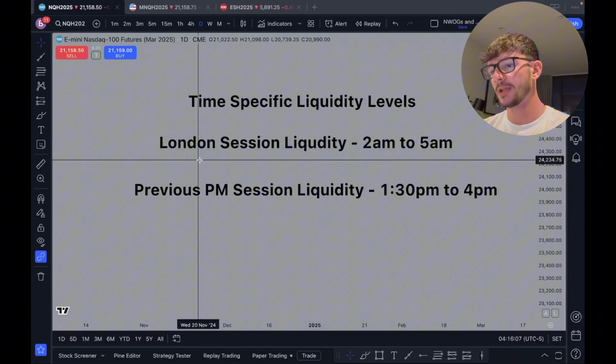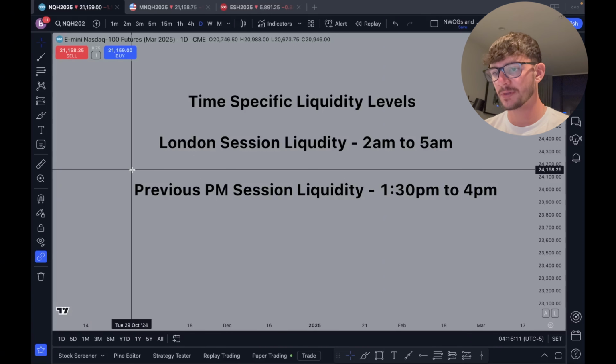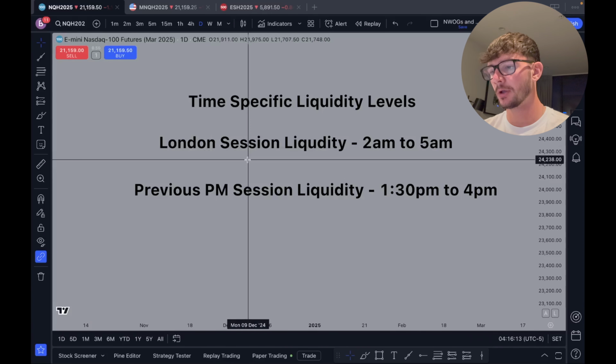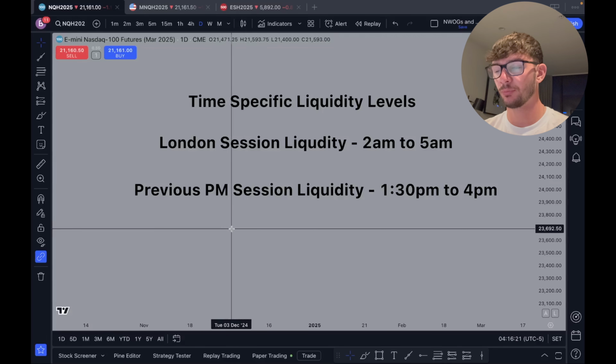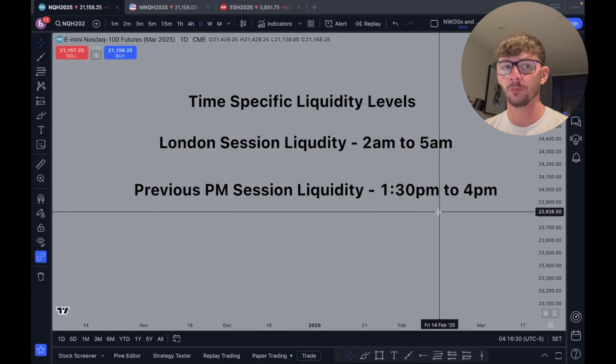The liquidity levels I look out for: I will mark the highest high and the lowest low in the London session, so that's 2 a.m. to 5 a.m. I'll mark out the highest high and the lowest low in that time frame. And the previous PM session liquidity. So say we're on Wednesday's trade-in, I will look back at Tuesday's trade-in from 1:30 p.m. until 4 p.m. and mark out the high and low of that session as well.